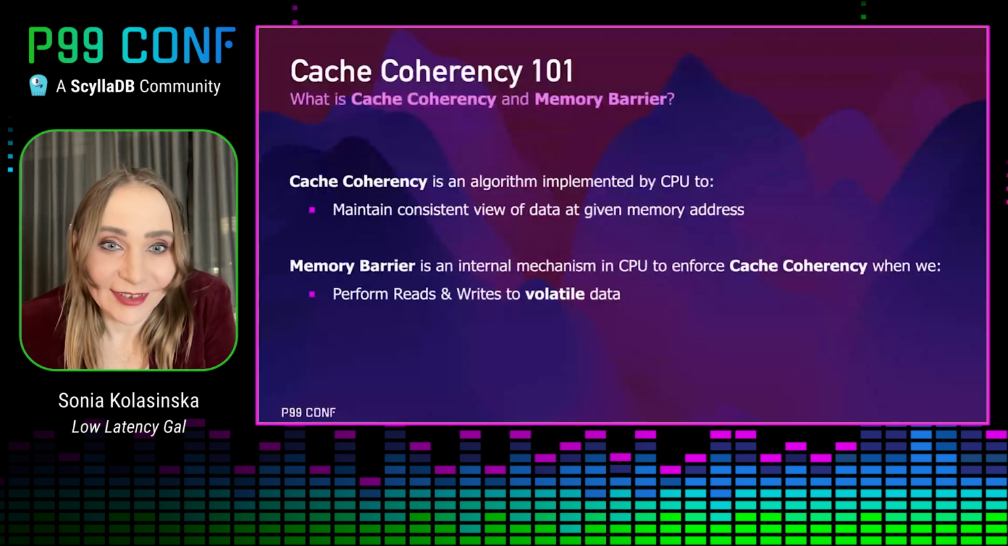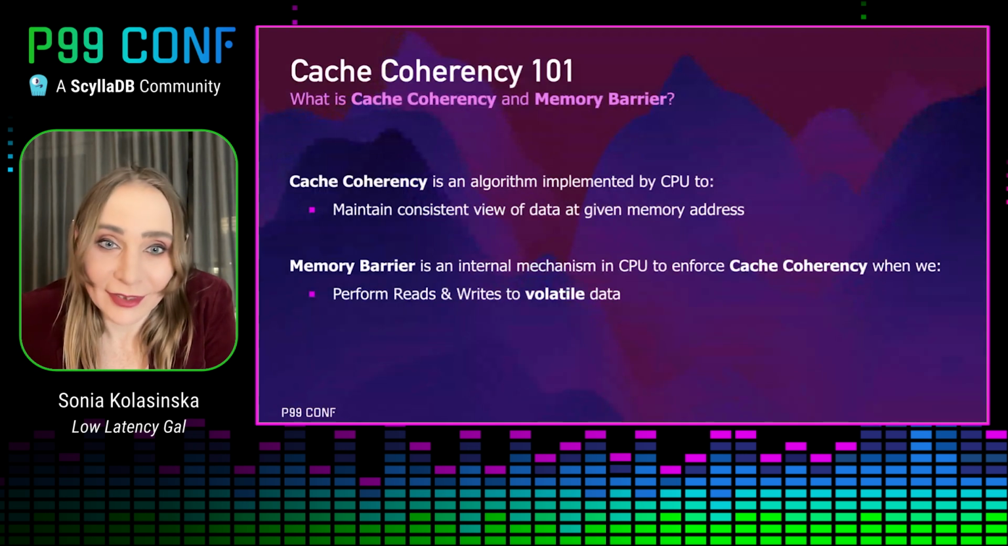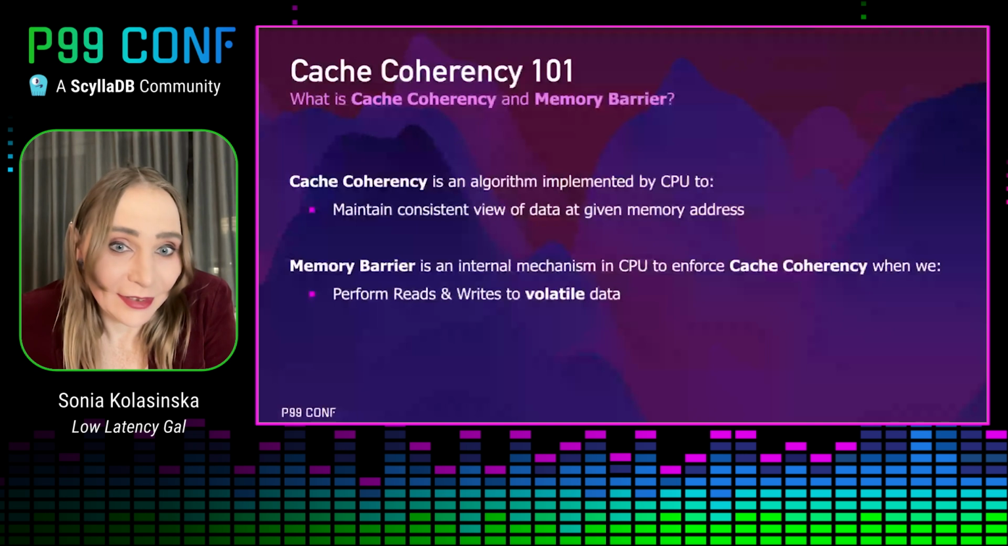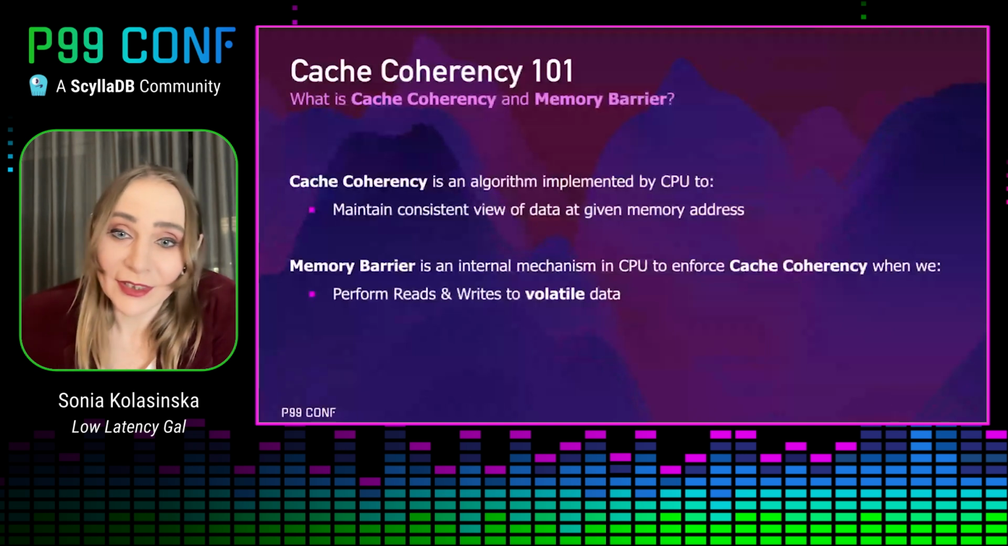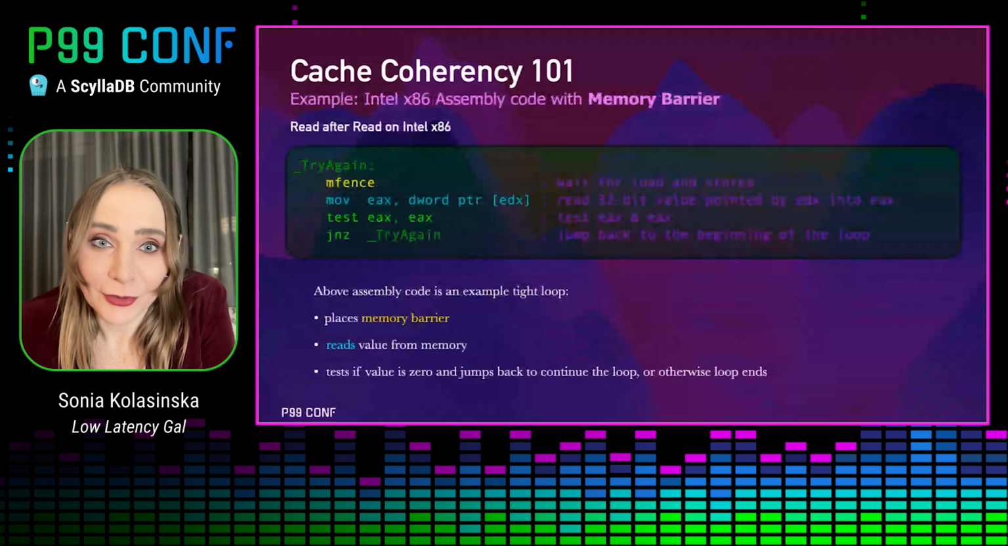Cache coherency 101. Again, I'm just going to read. Cache coherency is an algorithm implemented by the CPU to maintain a consistent view of data at a given memory address. And a memory barrier is an internal mechanism in the CPU to enforce cache coherency when we perform reads and writes on volatile data. Let me show you something.